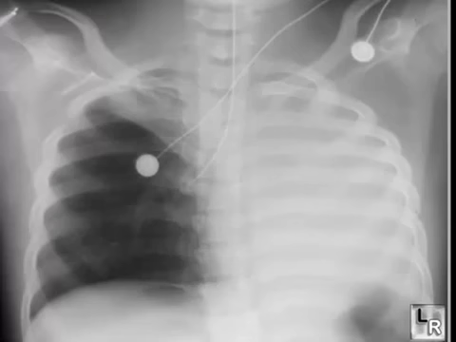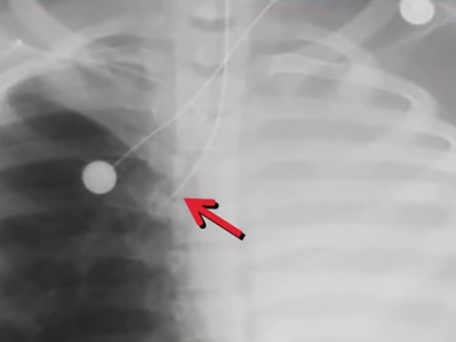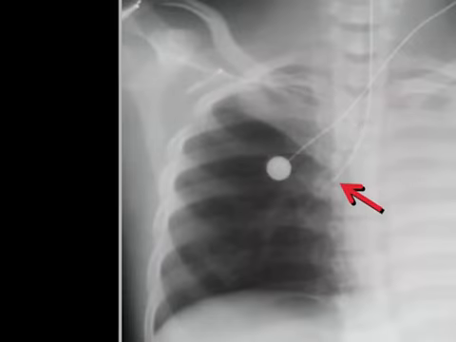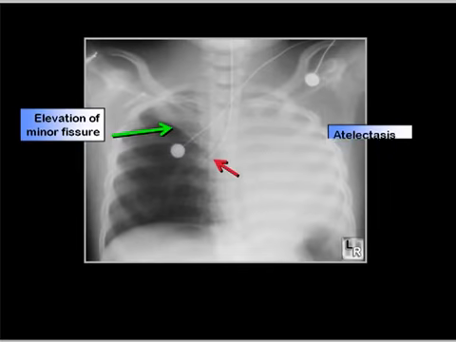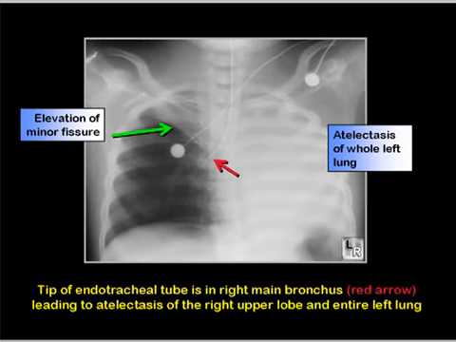Following the insertion of an endotracheal tube, this image was obtained. The tip of the endotracheal tube is in the right main bronchus. That's produced atelectasis of the right upper lobe, as evidenced by increased density in the right upper lobe and elevation of the minor fissure, and complete atelectasis of the left lung.